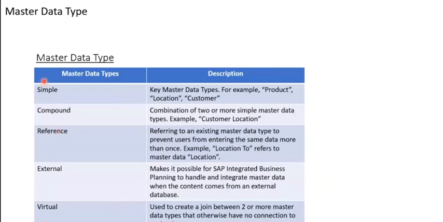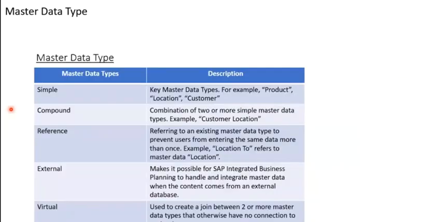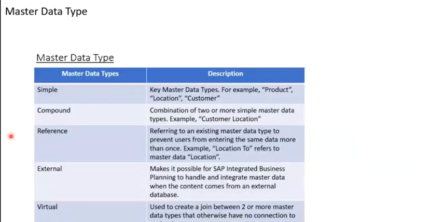Okay. Now, just focus over here. Master data types are there, right? So master data types can be simple, compound, reference, external, virtual. They are called types of master data over here. Just like the way we are calling it is different here. Location and product are called master data, and we can categorize them using these types of master data.